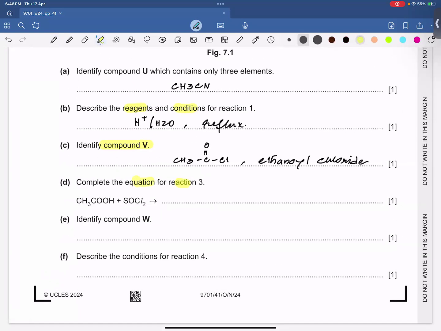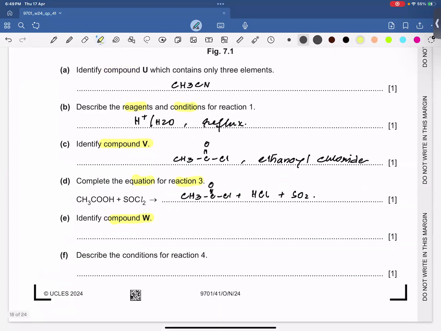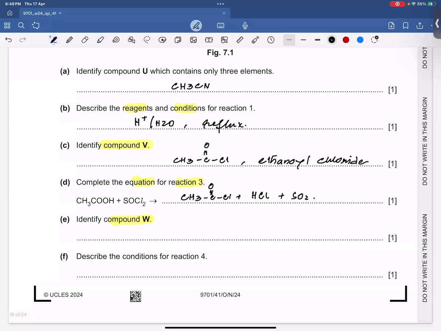Complete the equation for reaction 3. So that's easy. We have done this in A1, also in A2. That's ethanol, chloride, misty fumes of HCl, and we'll get sulfur dioxide. Identify compound W. What's W here? W is chloroethane, that is alkyl halide. You can use bromoethane or iodoethane also. I'm going to use chloroethane.